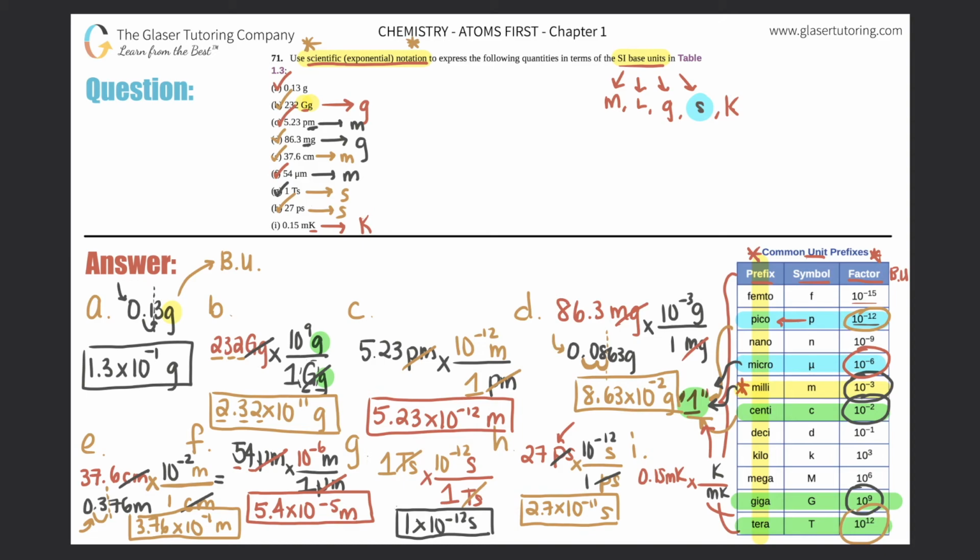Milli is the prefix, so that gets the number 1. You have 1 millikelvin, which equals to, we already highlighted it from before, which is here, 10 to the negative 3 Kelvin. Millikelvin cancels out, and you just do your math. So 0.15 times 10 to the negative 3, which is 1.5 times 10 to the negative 4th Kelvin. Really, really small number for Kelvin.